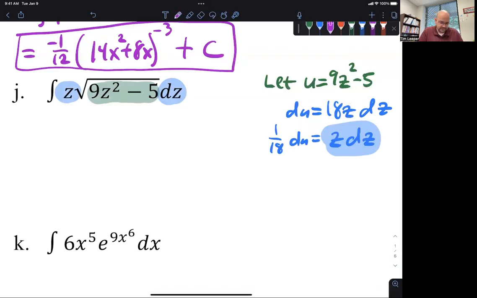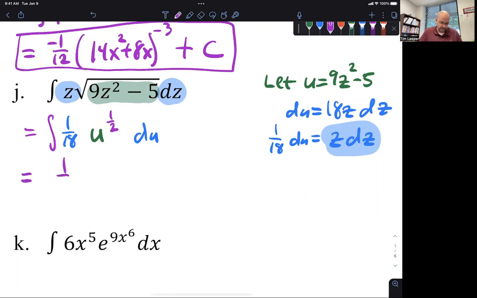So this integral is going to become the integral of, instead of z dz, it's 1 over 18 du. So that's 1 over 18 with the du out here. And instead of 9z squared minus 5, that's u. And since it's the square root, I'm going to rewrite it as to the 1/2 power. So that'd be u to the 1/2 power. And there you go. And now just find the antiderivative.